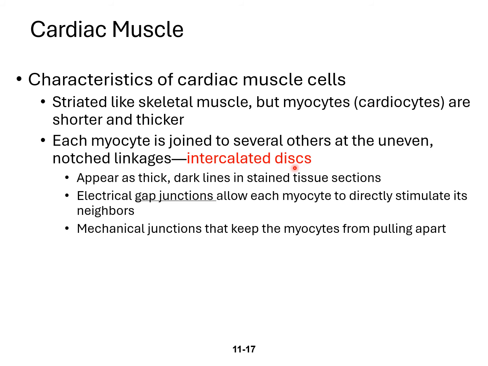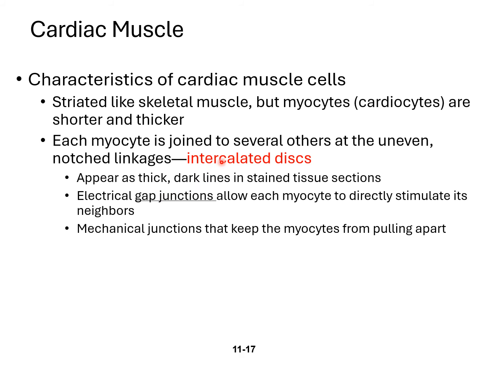They do look like skeletal muscle because they have stripes. They're shorter and thicker, but they have this one thing called intercalated discs that are going to be darker lines than the normal lines. Even though it looks like a zebra just like a skeletal muscle fiber, these intercalated discs are intervals that are much darker, and these are little gap junctions that allow each myocyte to directly stimulate its neighbor. So if one cell contracts, the ions can go through that gap junction to the next cell, so it doesn't need a nerve impulse to get to it, because that could take too long.